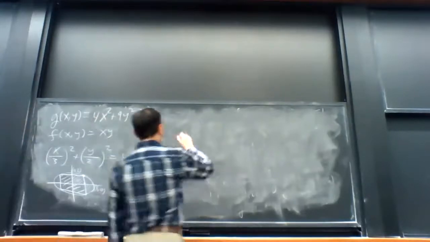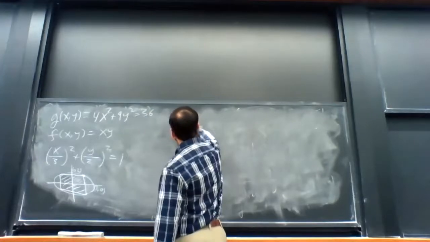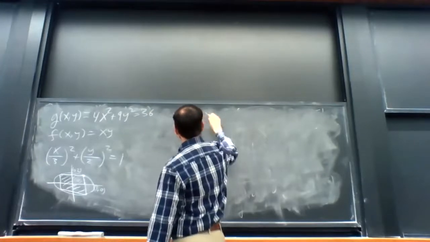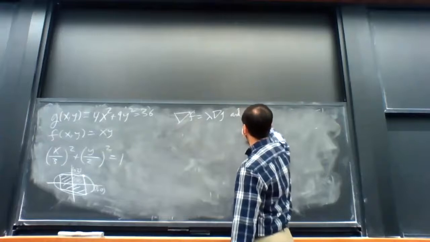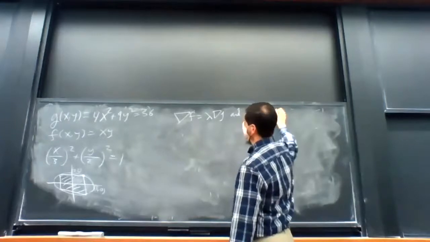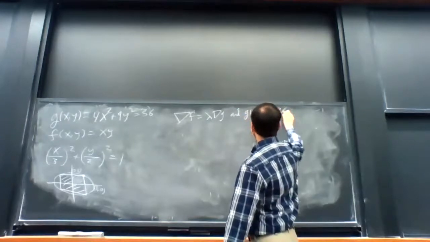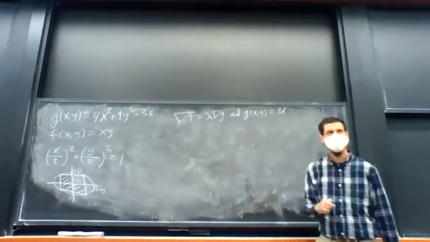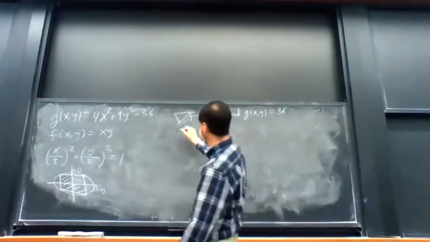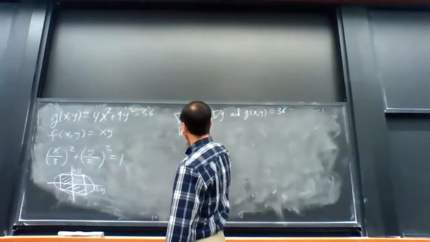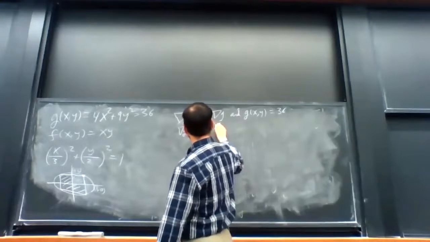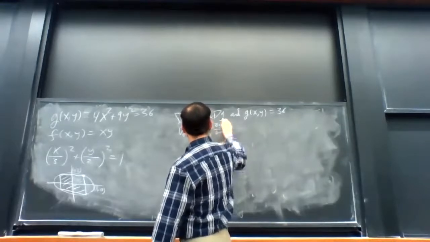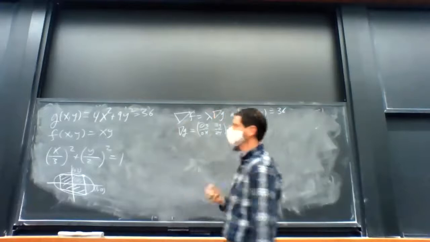So I need to do gradient of f equals lambda gradient of g, and g of x, y equals 36. So what's the gradient of g going to be? dg dx, dg dy, what would that be?